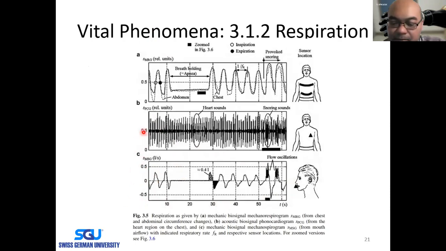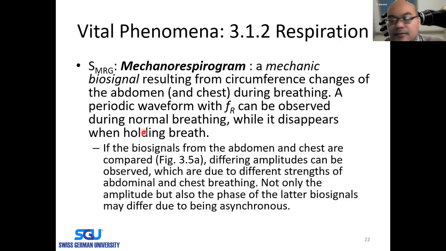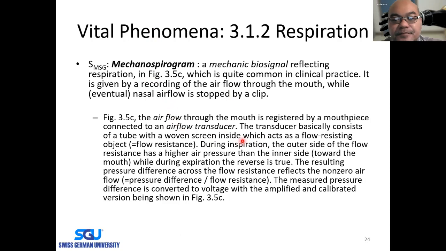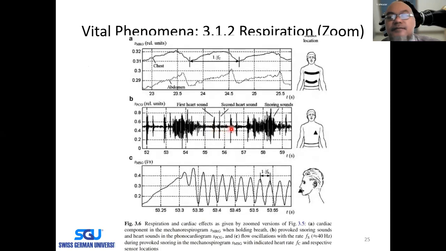So this has already measured the pressure difference between the two air pressures, inside and outside of this airflow transducer. This is when we are zooming in on the MRG, mechanorespirogram signal. So you see here there is a bit of difference of phase between the chest and the abdomen when we zoom in.